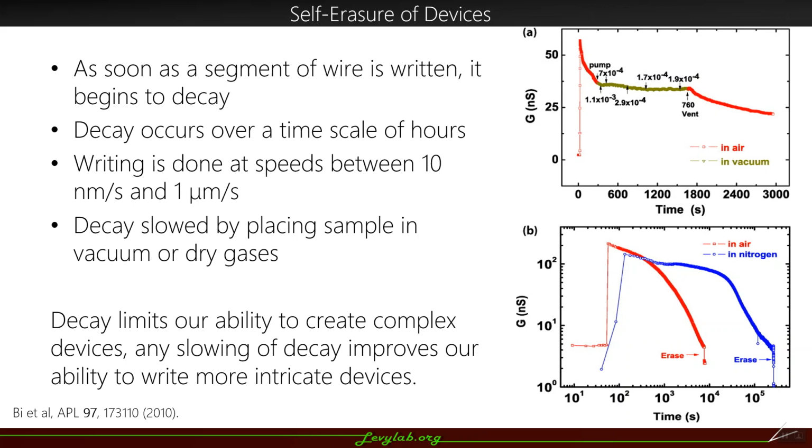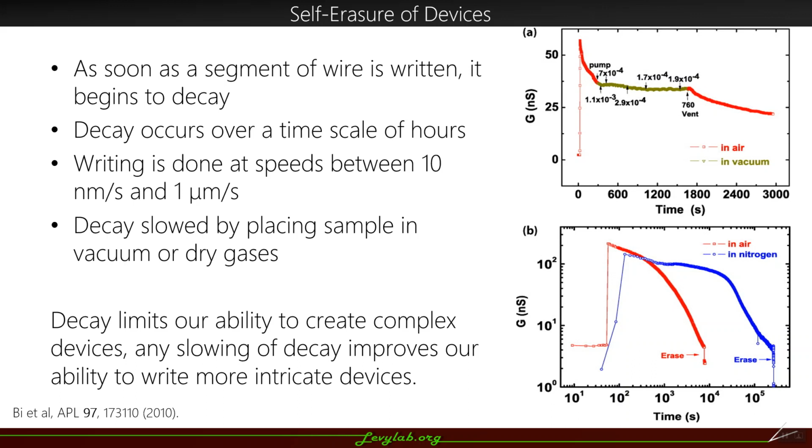So we look for ways to slow this decay so that we're able to write more intricate devices and do longer timescale tests. We know, however, that by placing a sample into vacuum or dry gases such as nitrogen, we're able to strongly arrest the decay of one of these nanowires, and by placing the sample into a dry gas or vacuum and then cooling it down to, say, 80 Kelvin, we virtually stop the decay of these devices.